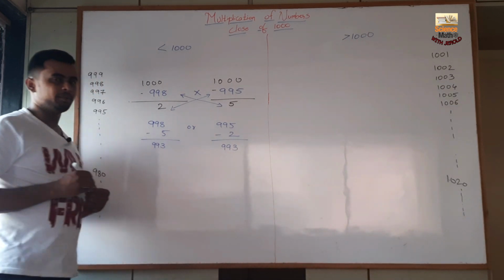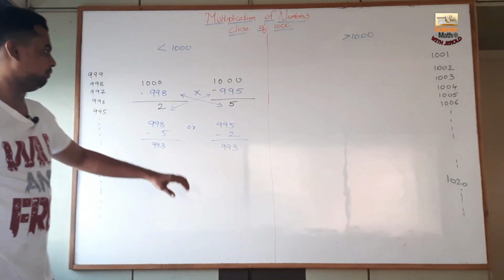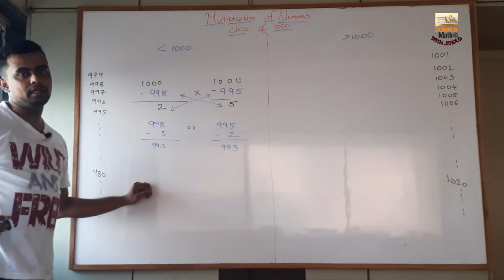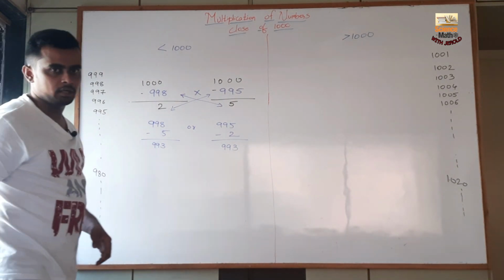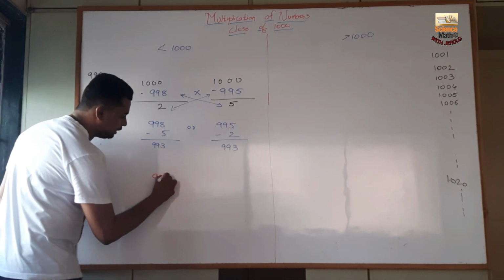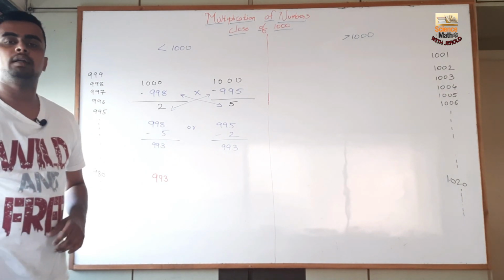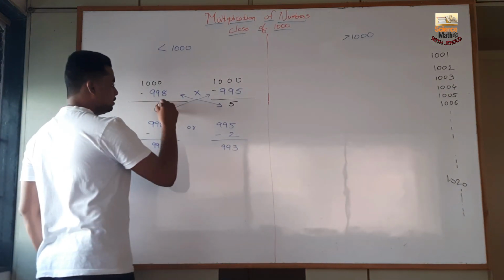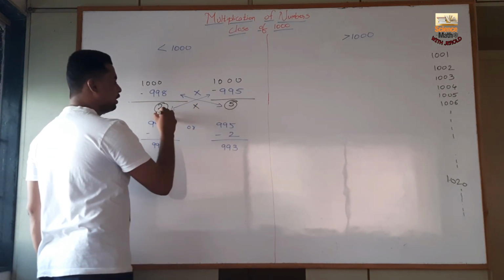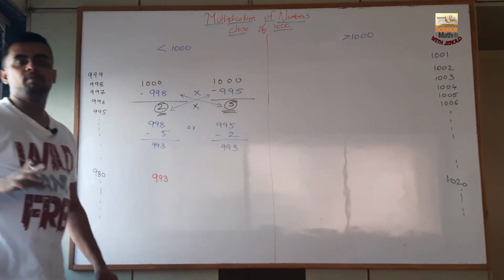Also 993. So from the next term onwards, we'll just do one of the two. Now I have 993, which will be in my answer. So my first three digits of the answer will be 993. And the next thing, as in the previous method, is multiplying the two numbers. So 2 into 5 will give me 10.